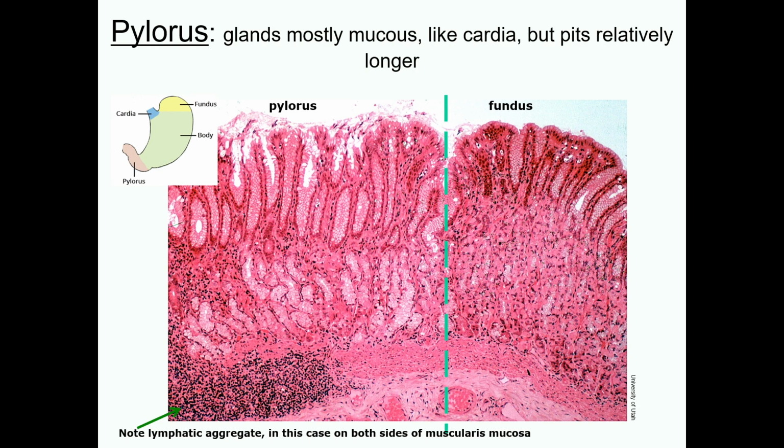Finally, we reach the pylorus. This region looks histologically similar to the cardia, but has longer pits than any other region and relatively shorter glands, especially compared to the fundus. These pits are lined with mostly surface mucus cells. Here you can see the contrast between the fundus on the right and the pylorus on the left.